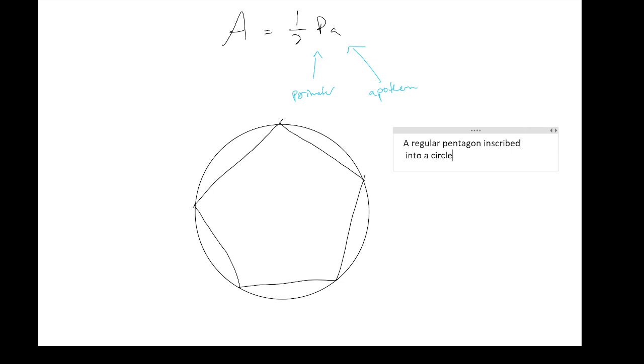Now, what does that mean? If it's a regular pentagon, it means, and this is what you can use this formula for, it's only for regular polygons. It means that all of my sides are congruent. All right? All of my sides are congruent. Here are the portions of it.